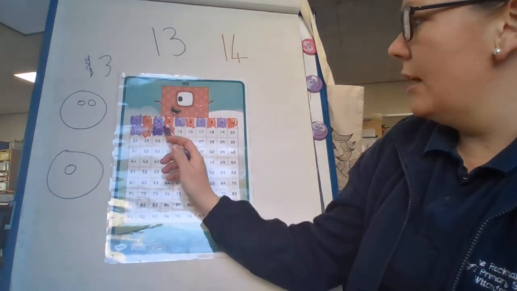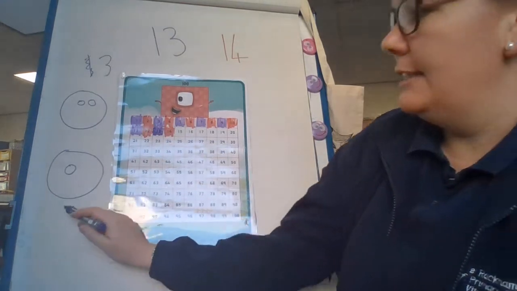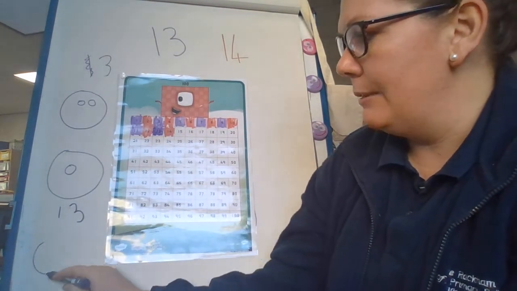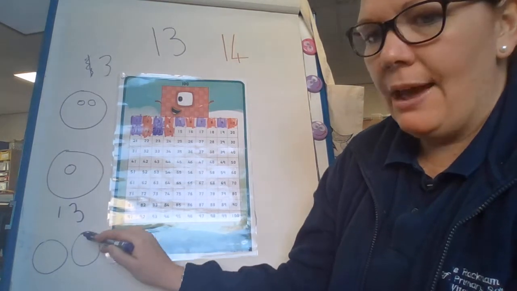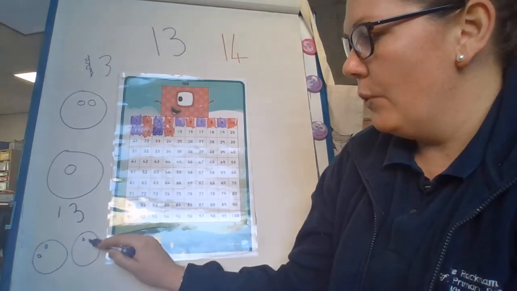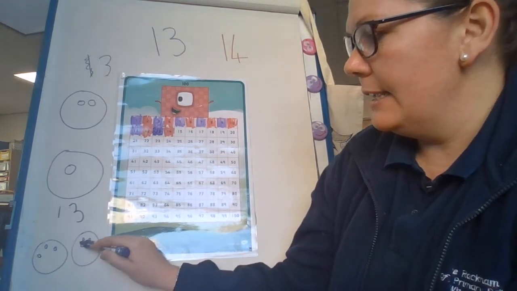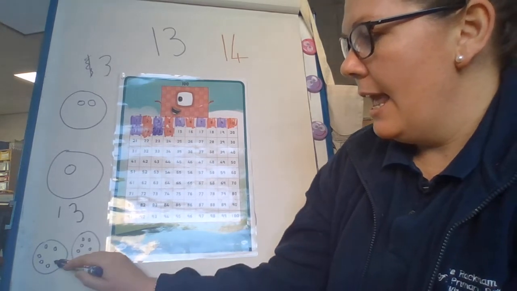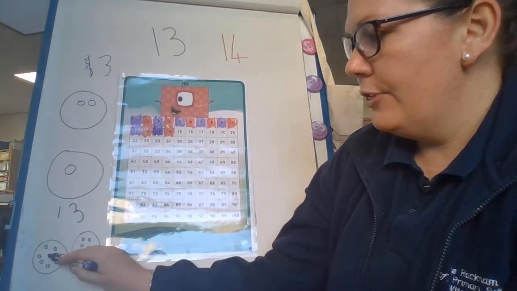Let's see if we can try and share the number 13. So I'll put my odd ones on this side. So 13. We'll do 2 new dinner plates. 1, 2. And let's count. Ready? So 1, 2, 3, 4, 5, 6, 7, 8, 9, 10, 11, 12, 13.